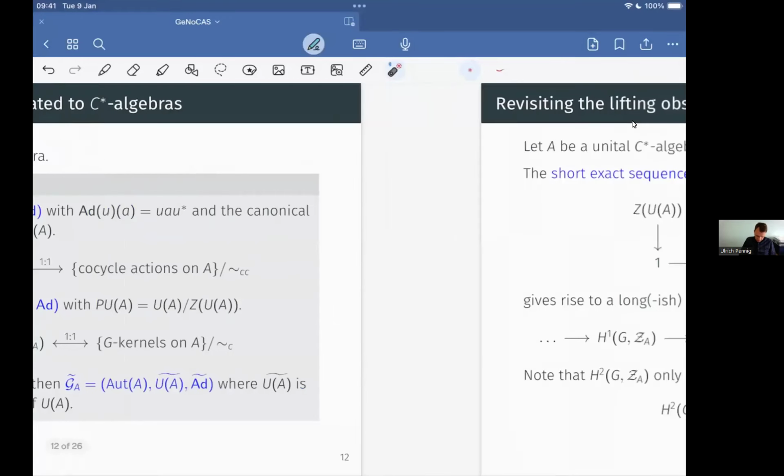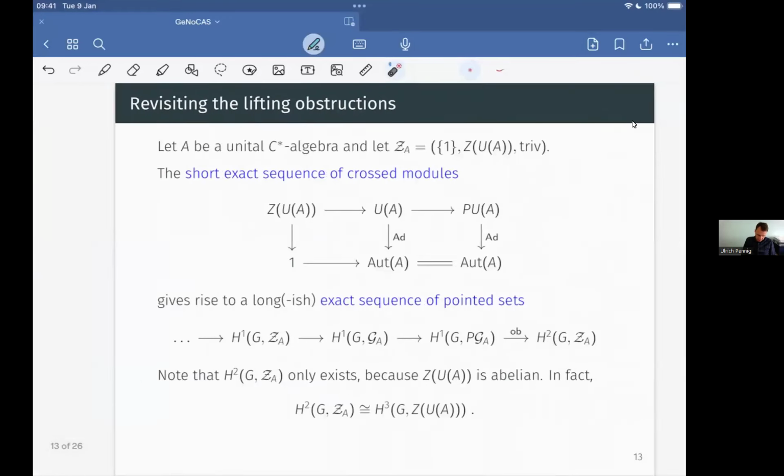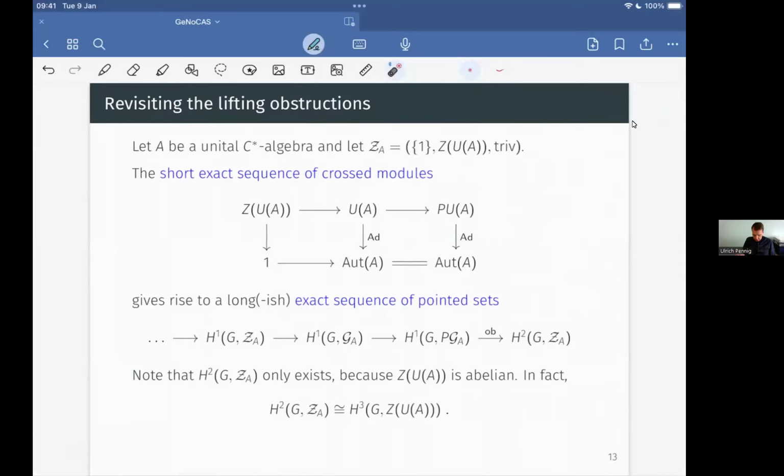Right. So now we can revisit these lifting obstructions that we have seen before. And the first one, you can spot immediately in the following way. So you have a unital C-star algebra, and then there's a crossed module associated to that coming from an abelian group. Then you take the center of the unitary group, and this is one of those crossed modules where the gamma 0 is just the trivial group. So you have the trivial homomorphism here. So this is a crossed module. This is the crossed module GA from before.